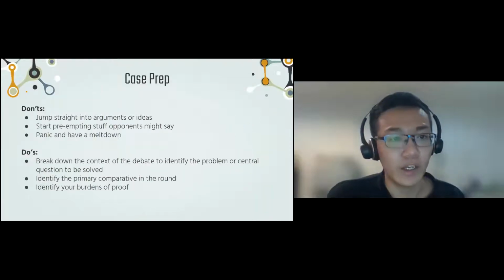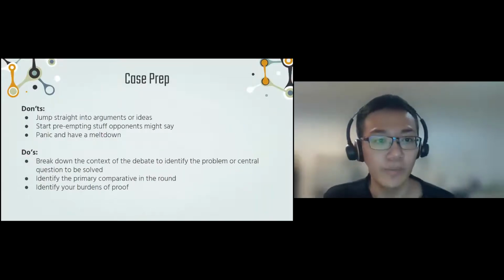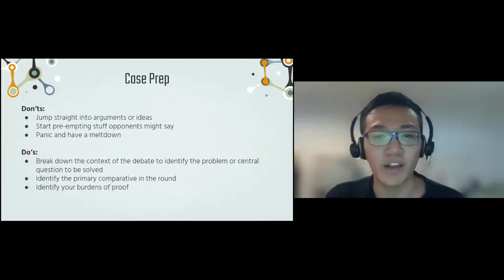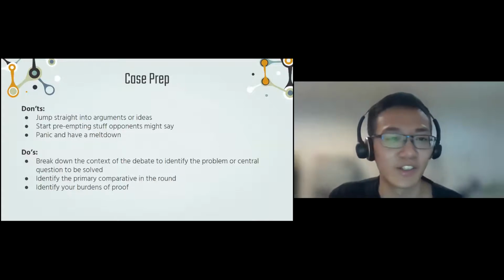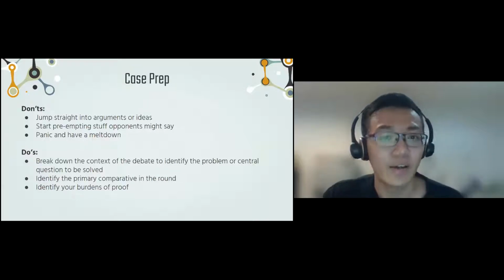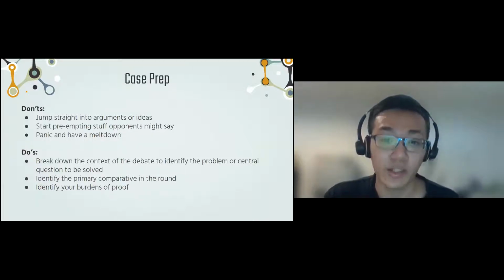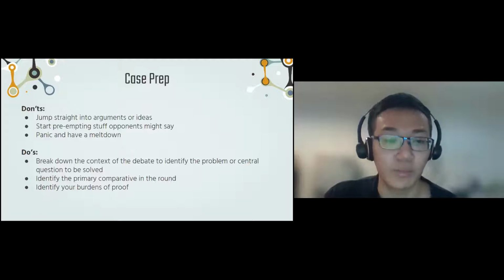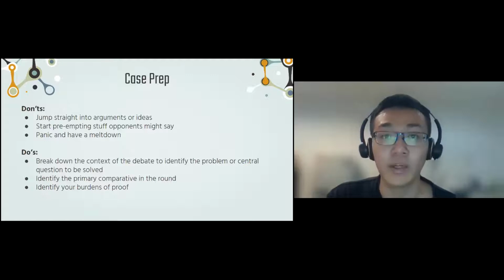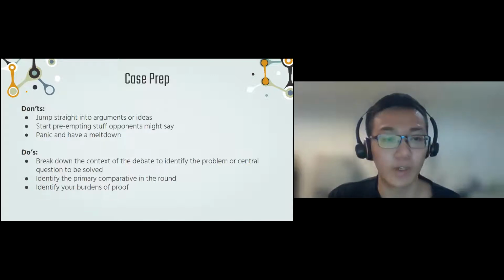So when you first get a motion, things that you should not do: jump straight into arguments or ideas, start preempting stuff that your opponents might say, or panic and have a meltdown, especially if you get a motion on something like the Taliban that you're not very familiar with. Don't do that. Instead, you should break down the context of the debate to identify the problem or the central question to be answered or solved by the motion. Then identify the primary comparative in the round, and then identify your burdens of proof.